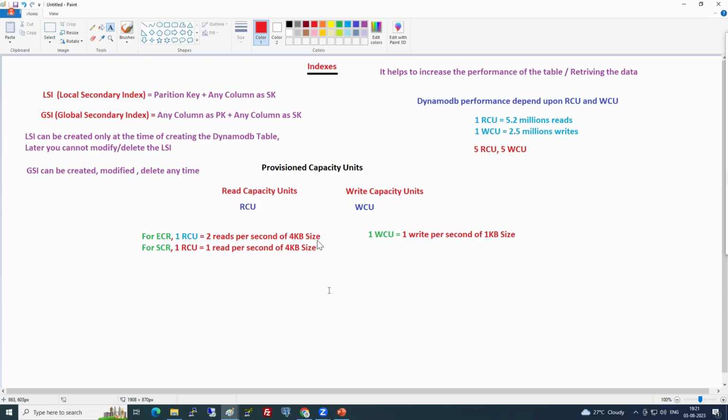Tomorrow, generally we don't need to do practicals, but I'll show you on DynamoDB how to create tables and manage all these things. In the first half I'll cover DynamoDB. In the second half, since we already learned about CloudFront, we'll do the practicals on CloudFront, because that is very important.